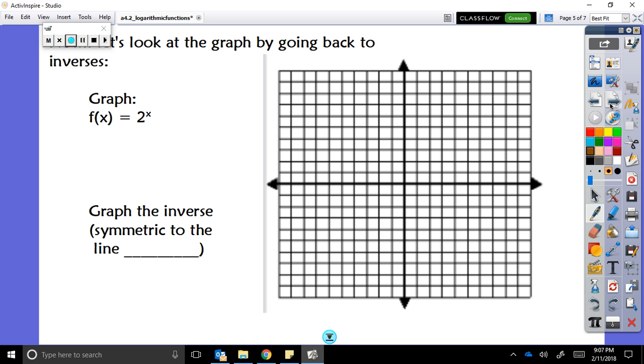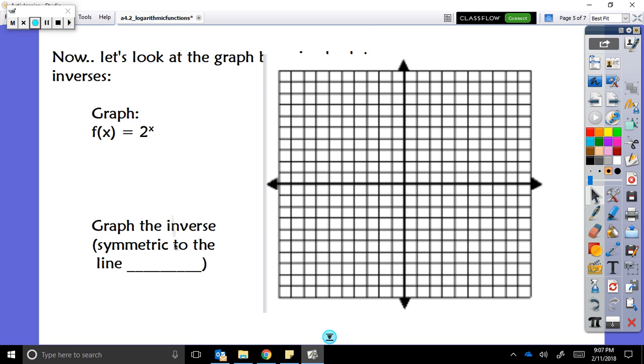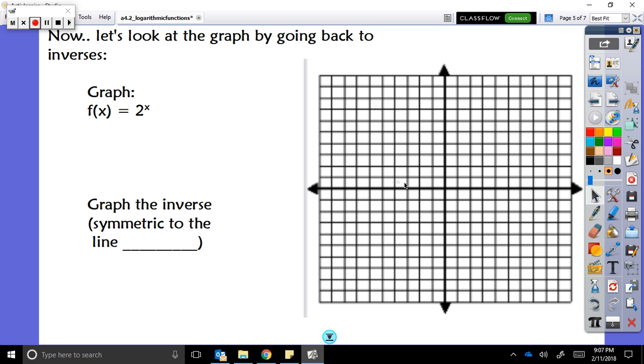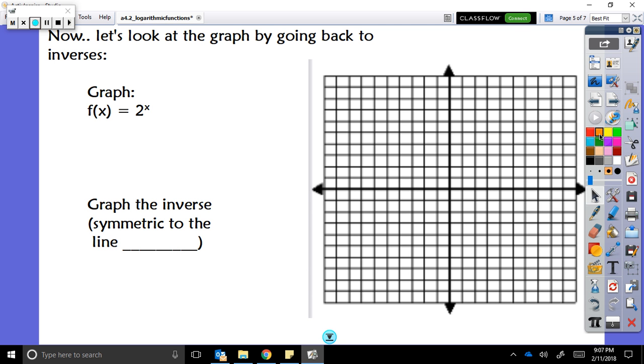Okay, so here's how I want you to graph. This is what I have found the easiest way to graph, and it's to think about inverses. We're going to go back and think about inverses, which is what we talked about at the very beginning. So if we graph f of x equals 2 to the x, we need to recall that the inverse of that is log base 2 of x.